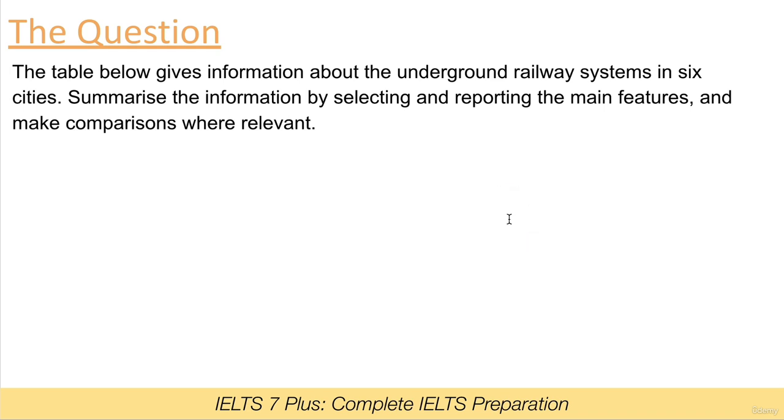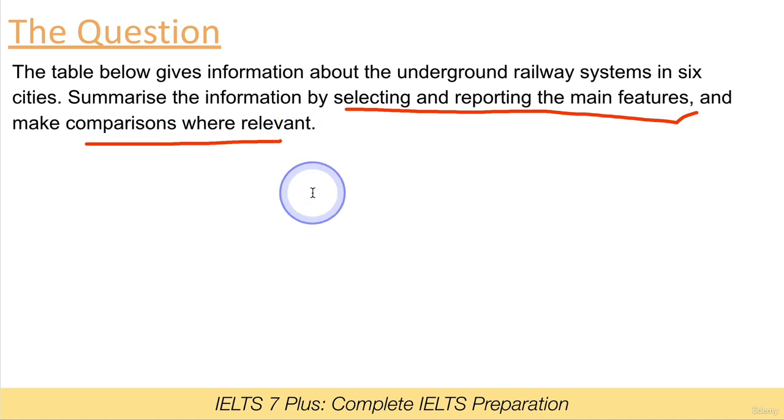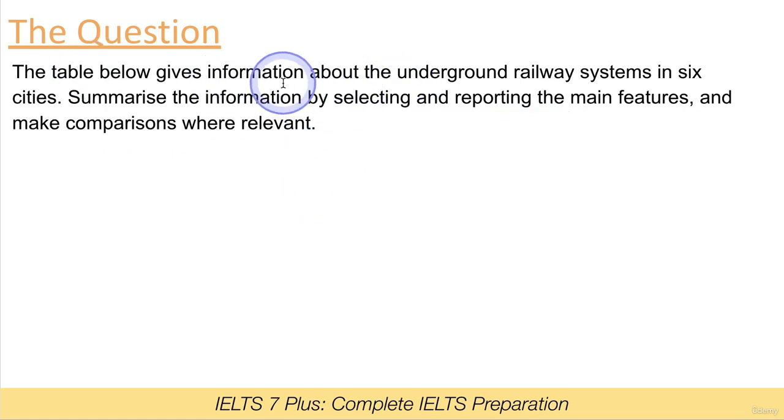The table below gives information about the underground railway systems in 6 cities. Summarize the information by selecting and reporting the main features and make comparisons where relevant. Okay, so we're doing exactly the same thing. We're selecting and reporting on the main features, and we're just making comparisons where we think they are important. Okay, so what's the table about? Underground railway systems in 6 cities.